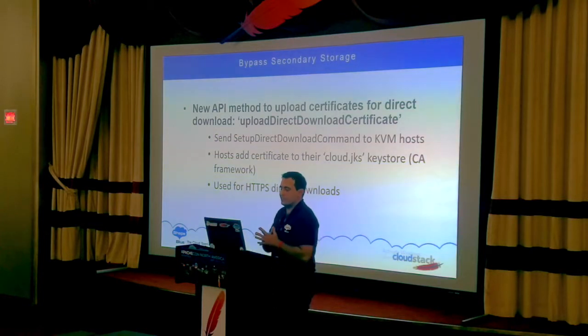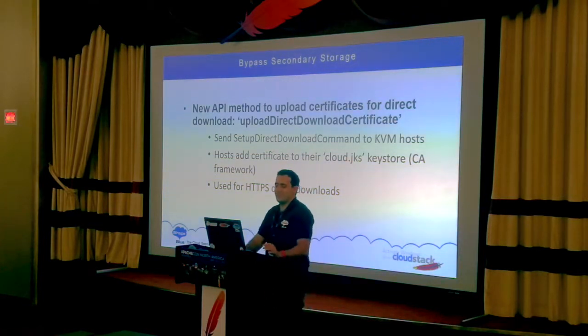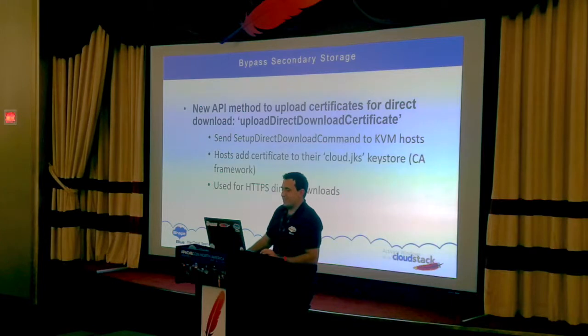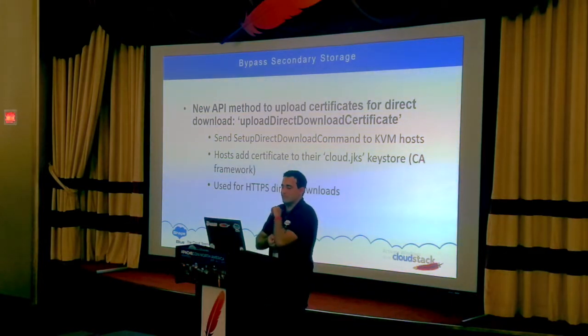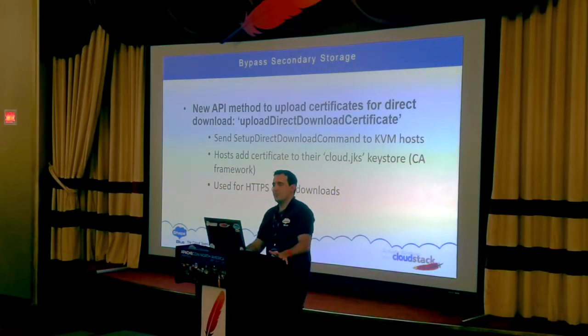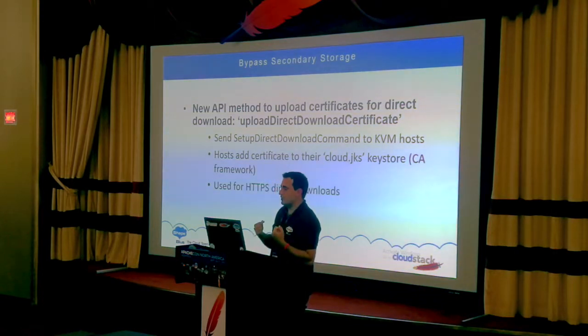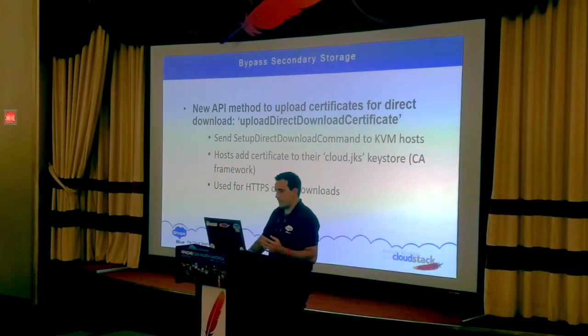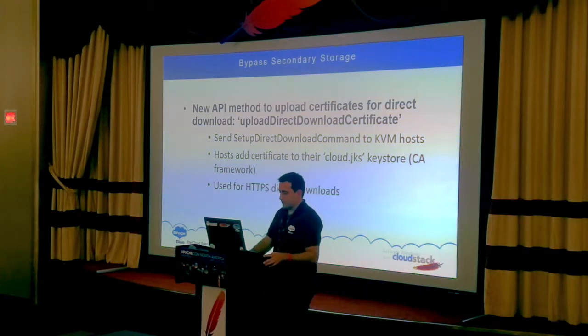As I also mentioned, there's a way to provide certificates to those hosts, and it is through a new API, which is upload direct download certificates. What it basically does is let the host add their own certificates into their cloud.jks key store, which is a key store file introduced by the CA framework. And it is used for HTTPS direct downloads.